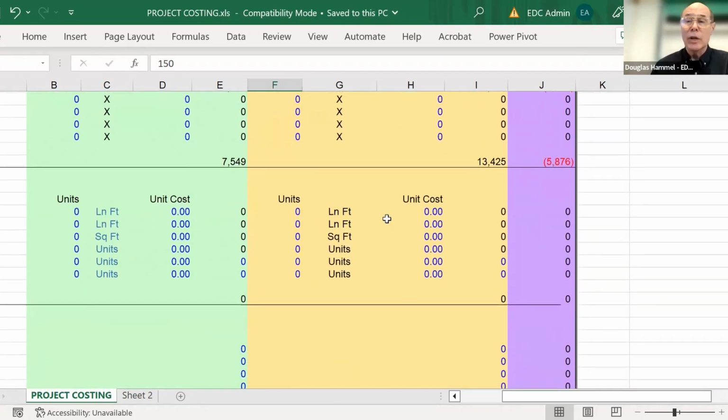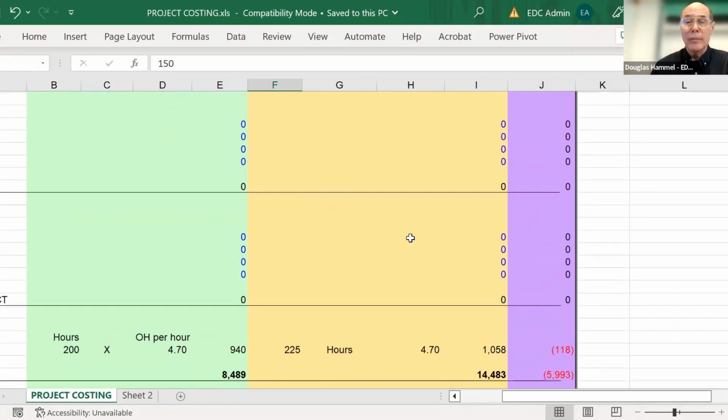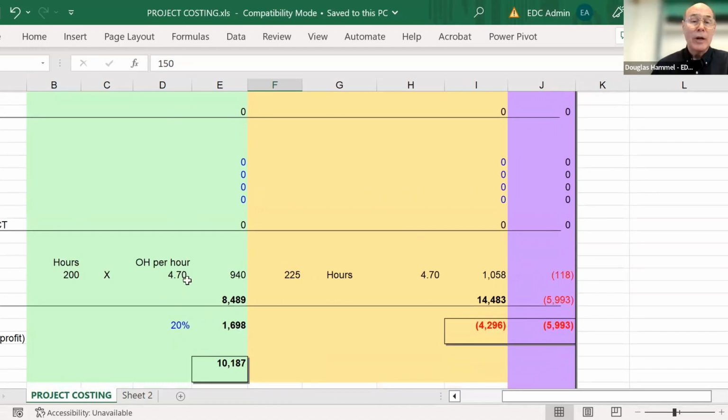I didn't put in any unit costs here, but if you look down below, you can see that this business allocates $4.70 of overhead for every hour that is booked for this job, so they needed to allocate $940, but the actual overhead on $225 is more than $1,000. So they got that wrong too.